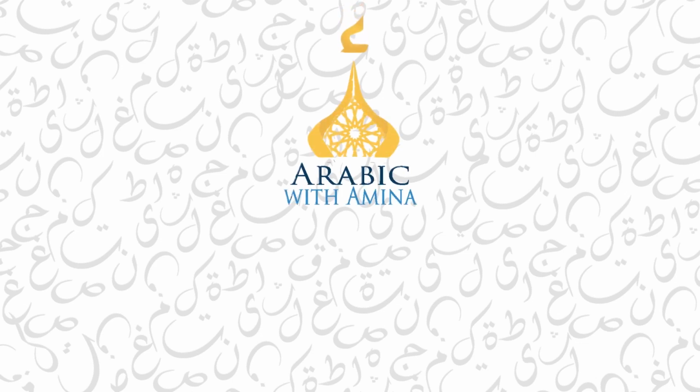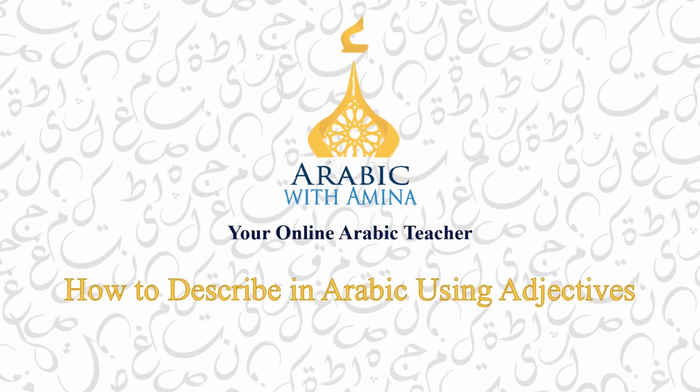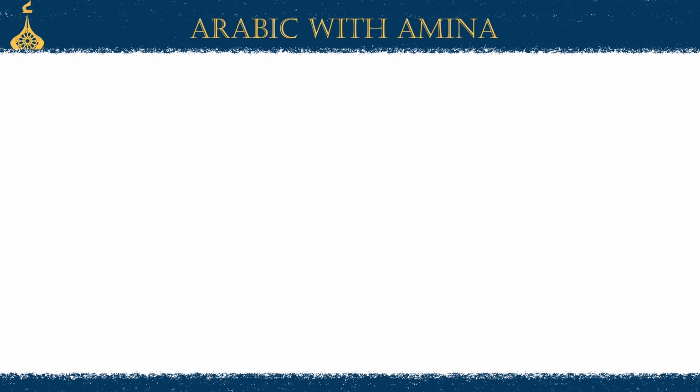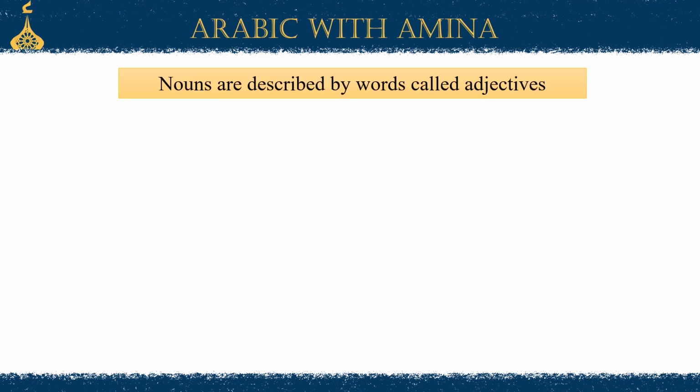Today we are going to be learning how to use adjectives to describe words. So if you're not familiar with what an adjective is, it is a word used to describe a noun. For example, a big house. The noun in this sentence is house and the adjective is big. We are describing the house as big.